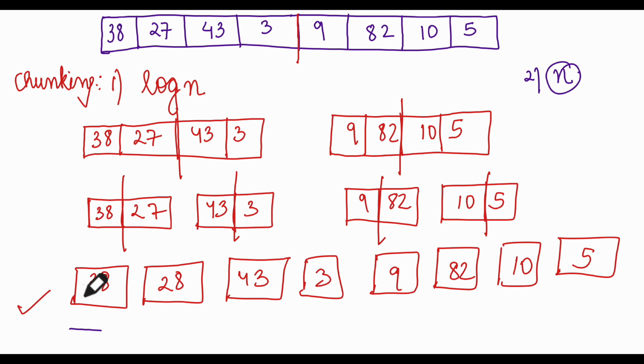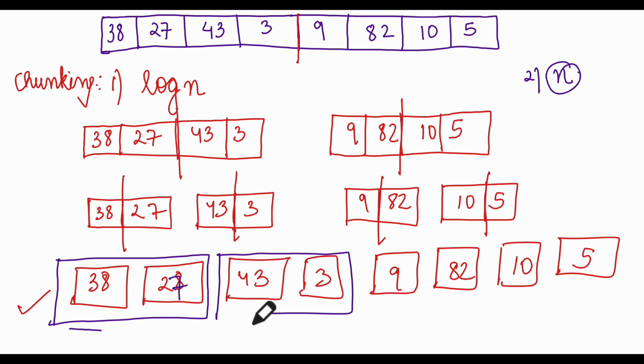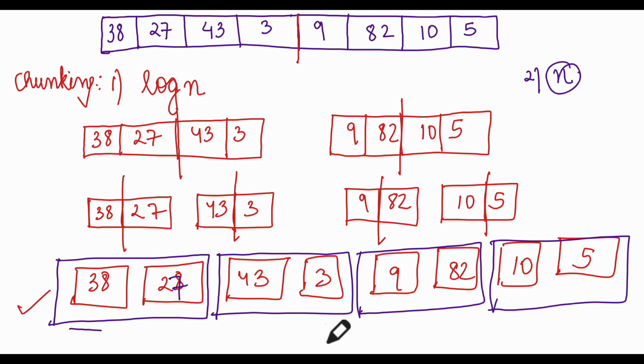So how will the pairing happen? The pairing cannot happen, as I mentioned, 38 and 43. We see that at one level above it was 38 and 27, okay. So this will pair up in this order only. So you'll pair up like this only: 38, 27, 43, 3, okay, and 9, 82. This is how your pairing will happen, and 10, 5. So this is how you have created pairs. I hope you understand how we did this.